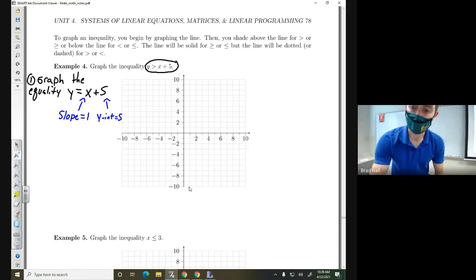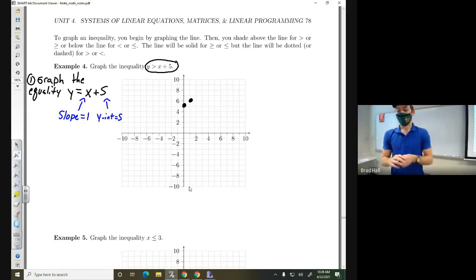The y-intercept is 5, which tells you a definitive point on the graph. And since the slope is 1, you would go up 1 and over 1. Up 1 and over 1, because the slope is 1. So this is very similar to what we did before. However, I'm not going to draw a line just yet because there's a second criteria here.